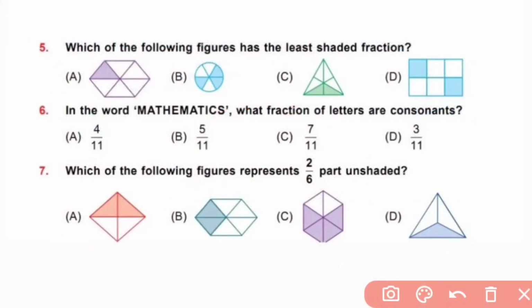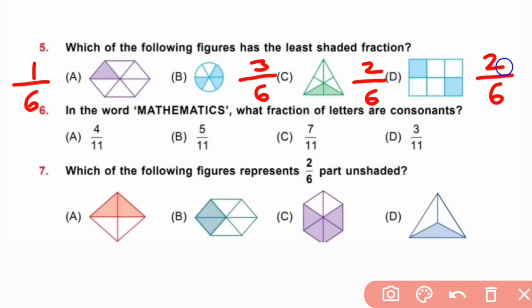Question number 5. Which of the following figures has the least shaded fraction? Option A. There are a total of 6 equal parts, and out of 6, 1 part is shaded. In option B, there are a total of 6 parts, and out of 6, 3 parts are shaded. In option C, there are 6 equal parts, and out of 6, 2 parts are shaded. And in option D, there are a total of 6 equal parts, and out of 6, 2 parts are shaded. In option A, only 1 part is shaded. So here A is the correct answer.